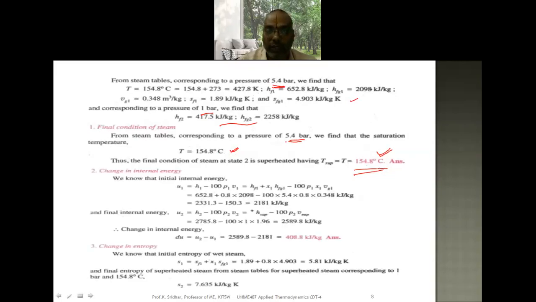Similarly, we can find out the change in the internal energy. Du is equivalent to U2 minus U1. So these are the values. And the change in the entropy is equivalent to 7.6635 kilojoules per kg Kelvin.